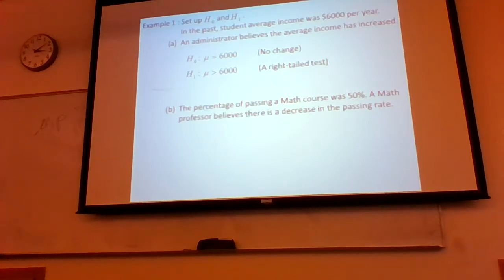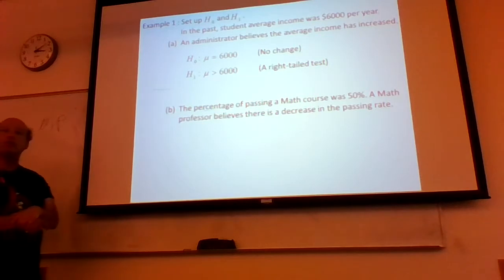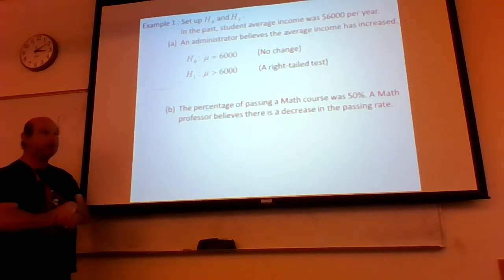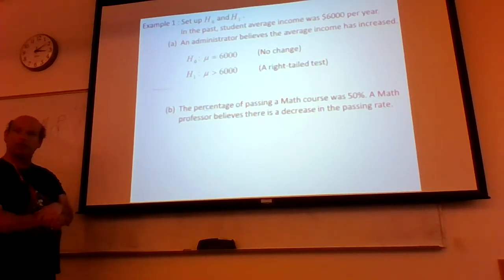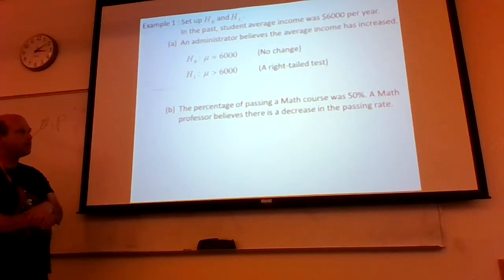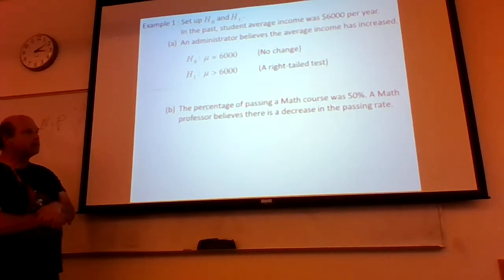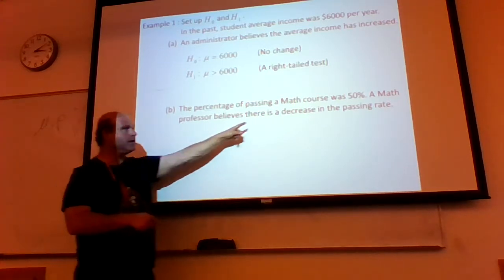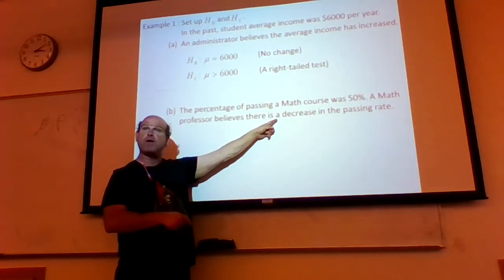Now let's look at the other one. The percentage of passing a math course was 50%. So notice that you have a percentage now. So this is going to be P or mu? P, because you have a percentage. Good. So a math professor believes there is a what? A decrease in the passage rate.